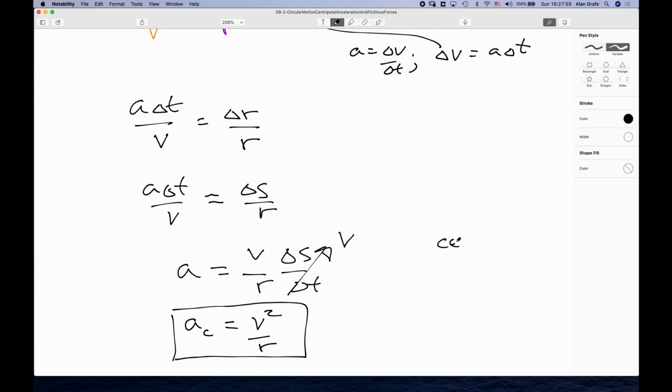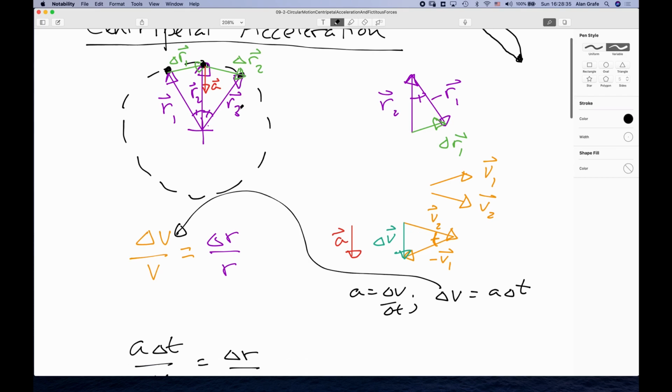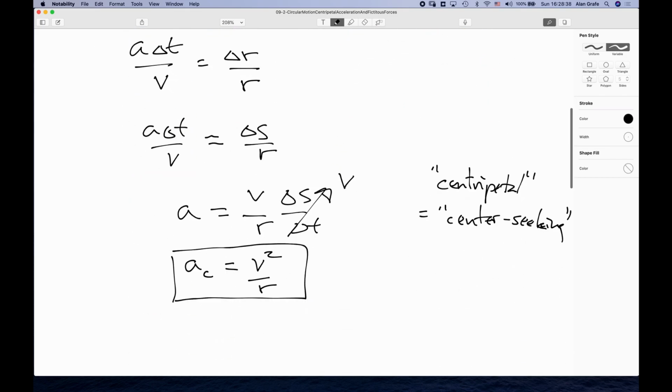And centripetal, if you break the Greek roots apart, it literally means center seeking. So it's that component of the acceleration that's pointed straight into the center of curvature. Now, if this is changing speed, we'll have another component. We'll worry about that in a future video. But for now, if you're going around at a constant speed, the acceleration is perpendicular to the motion everywhere and is equal to V squared over R.